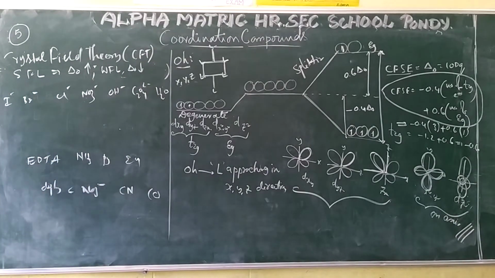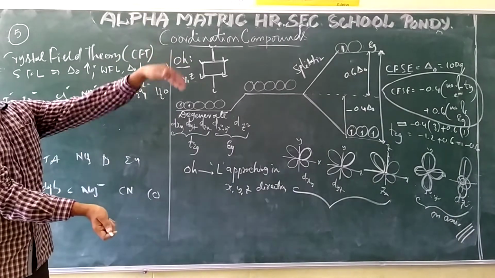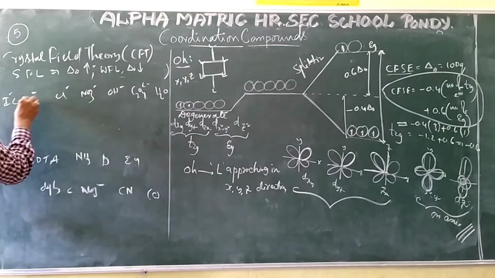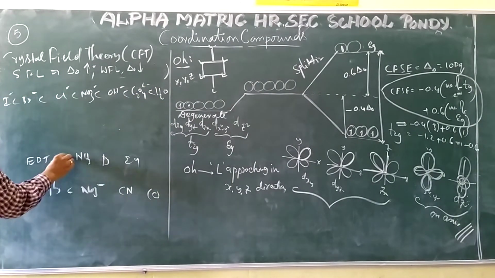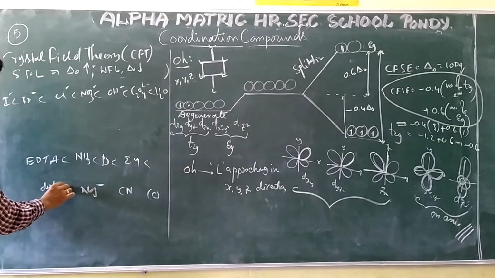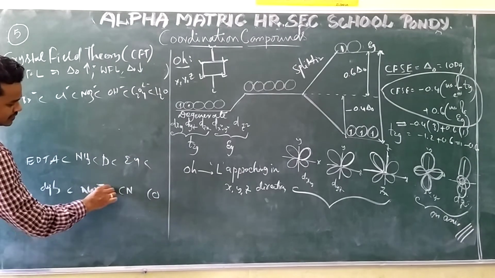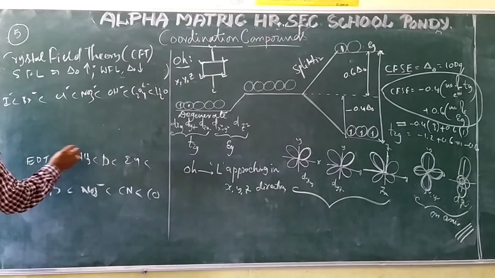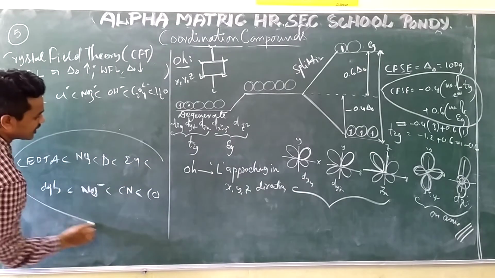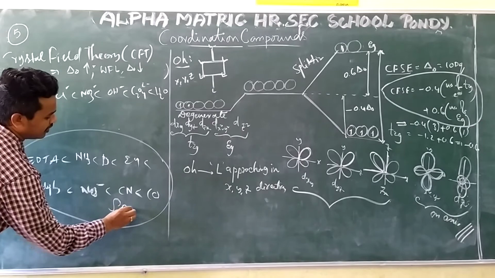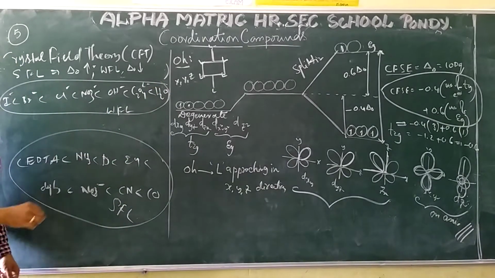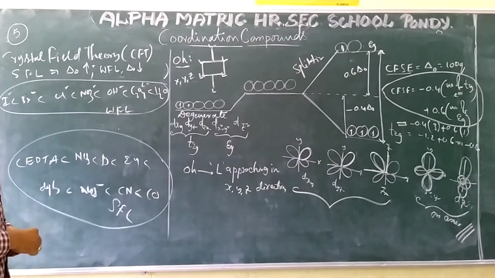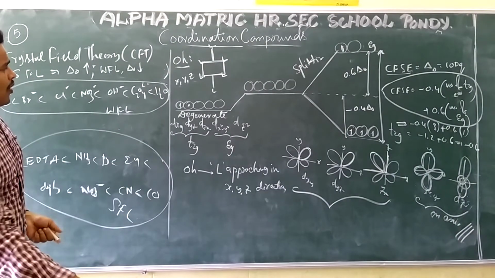So they are using different ligands and observing the energy. Based on that, there is an order: iodine, bromine, chlorine, nitro, OH minus, oxalate, water, EDTA, NH3, pyridine, ethylene diamine, diphenyl, nitro, cyano, and carbon monoxide. This side we can say are strong field ligands, and this side you can use as weak field ligands.